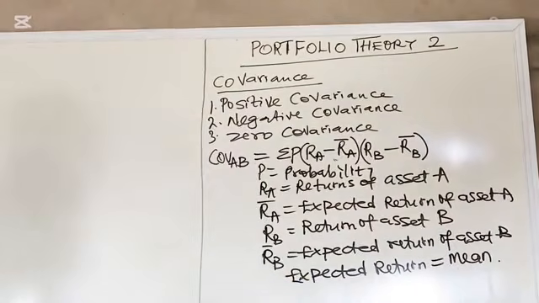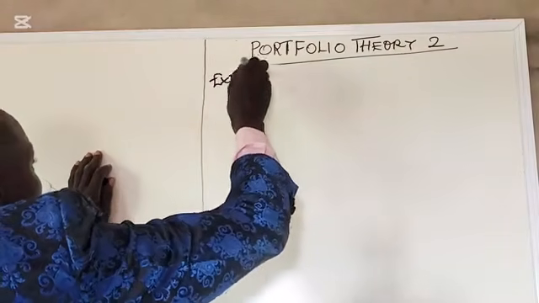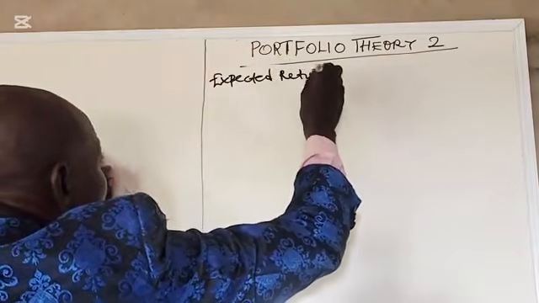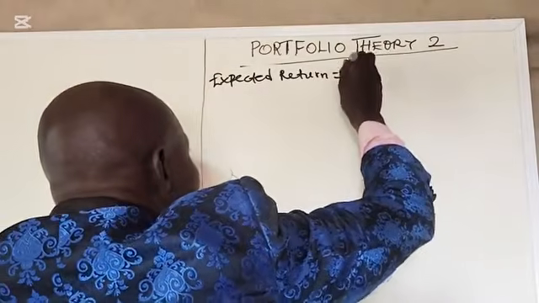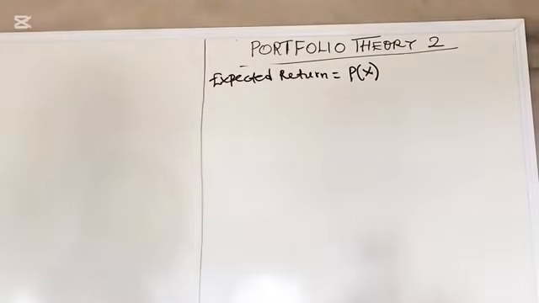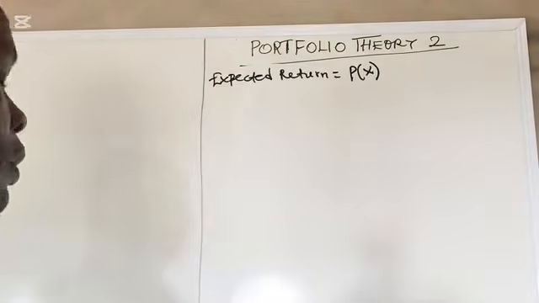And to calculate the expected return, it equals probability times the return. So when you multiply the probability by the return, that will give you the expected return.